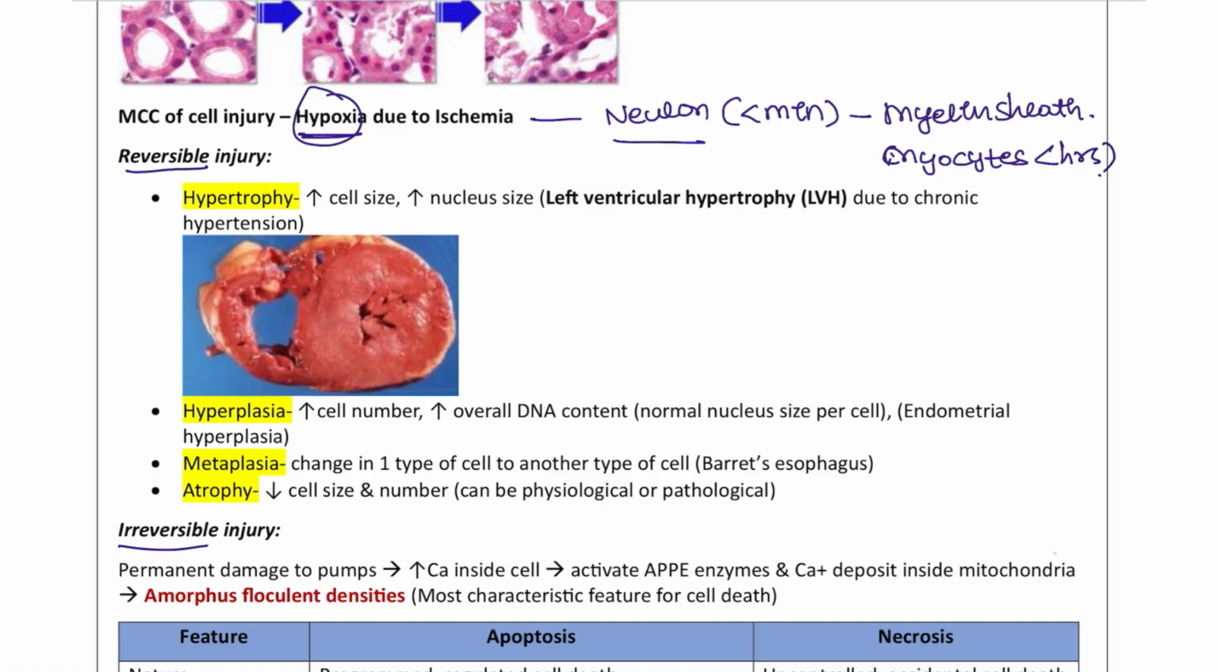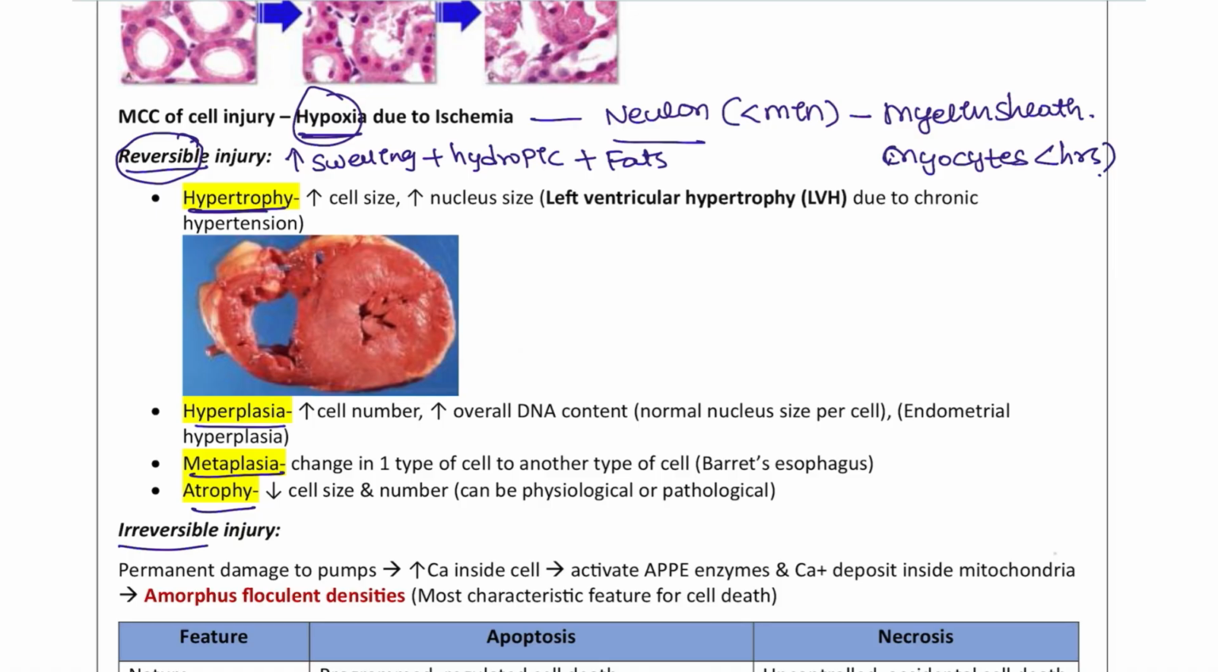Let's see what is the difference between reversible and irreversible. In reversible injury, mostly there will be swelling. Why swelling? Due to hydropic change, meaning water inside the cell, and also fats inside the cell. And this reversible injury is obviously going to come back after that stress. What are the stresses? Hypertrophy, hyperplasia, metaplasia, and atrophy.